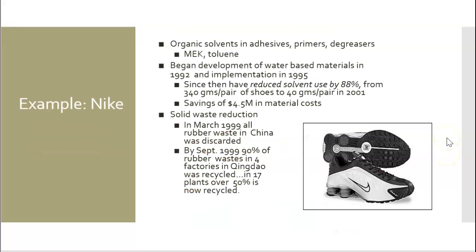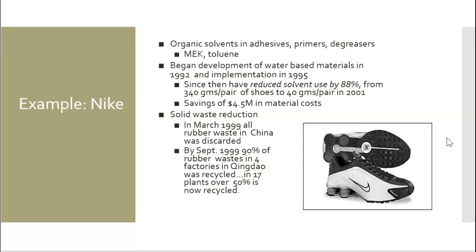So here's some good news. Nike was using organic solvents and adhesives and primers and degreasers. Toluene was one of them in their production of shoes. And then they began development of water-based materials in '92 and implemented them in '95. After they did that, they reduced their solvent use by nearly 90%. And that saved them money as well, about $4.5 million.